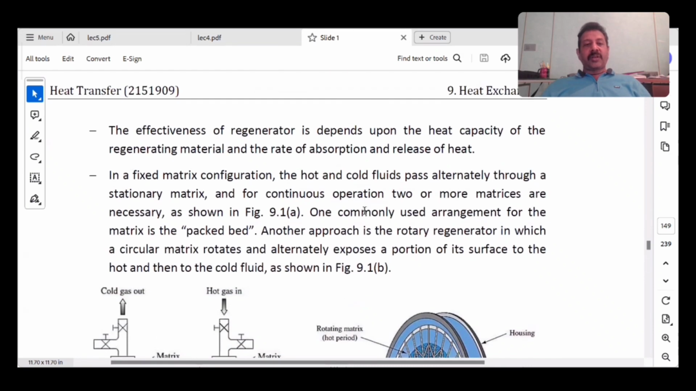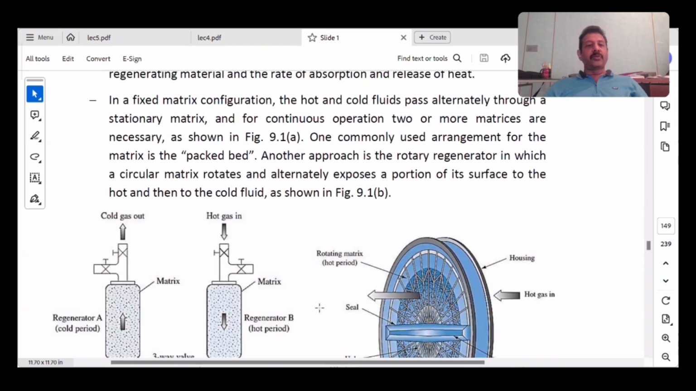The effectiveness of regenerator depends upon the heat capacity of the regenerating material and the rate of absorption and release of heat. And the matrix சொன்னல, the honeycomb, it should be a good conducting material. It should be able to absorb heat quickly and able to release heat quickly. It should be normally made up of metals. Okay. So in a fixed matrix configuration, the hot and cold fluids pass alternatively through a stationary matrix. And for continuous operation, 2 or more matrices are necessary.